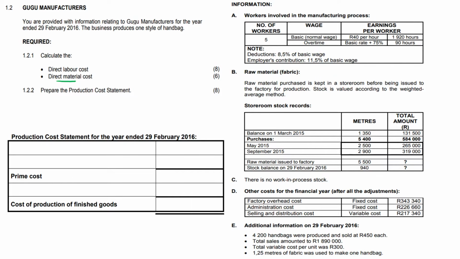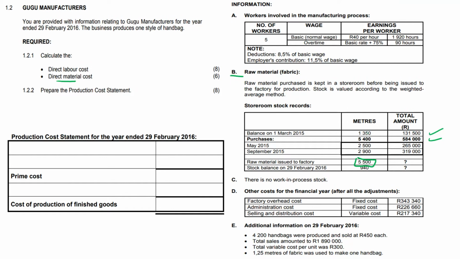Okay, let's focus. So, direct material cost. Now we need to take a look at information B, raw material, fabric. Feel free to pause the video and have a look at all of these amounts. Try and figure it out. So we're definitely going to use our opening stock, and we're definitely going to use our purchases amount. And we also need to factor in the 5,500. So it's going to be our rand value divided by our units, well, the meters amount.